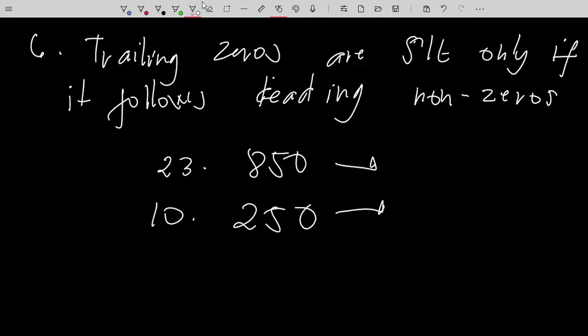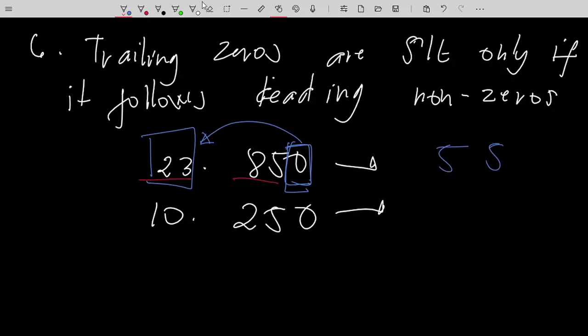For the first example, we have 23.850. Now first identify all the non-zeros. You have your 2 and 3 and 5. Now how about the 0 here? Is it significant or not? Now the thing here, trailing zeros are only significant if they follow leading non-zeros. So here your 0 will be significant because it follows a non-zero. So here we have 5 significant figures.